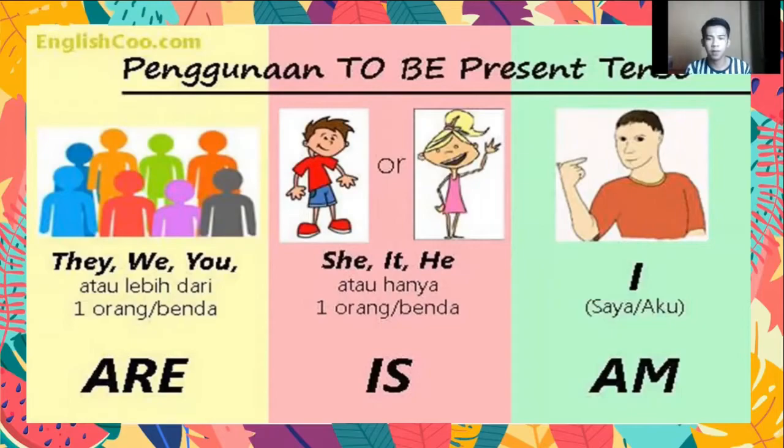To be in the present tense. If you use they, we, or you, we use the to be are. If you use she, it, or he, we use is. And the last, if we use I, we use am.